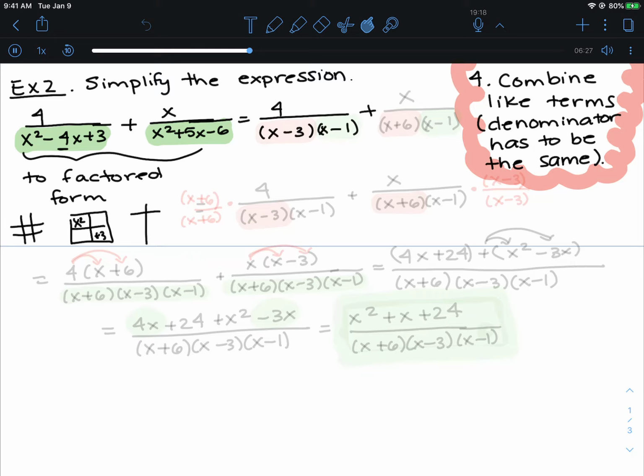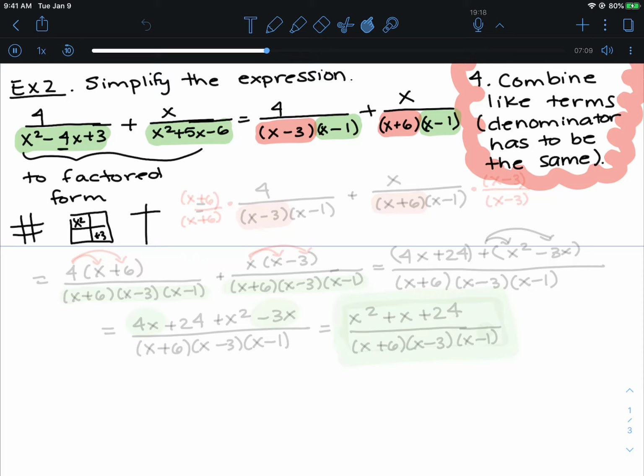Okay, so that's the first fraction, and now the second fraction, I'm going to have x divided by x squared plus 5x minus 6. So we're going to go ahead and use 6 times 1, because 6 times 1 is 6. But I do need it to equal a positive 5, so that means that I am going to make the 6 positive, and the 1 is going to be negative, because 6 minus 1 is going to equal positive 5. So now if we look at this, what do they have in common? The x minus 1 and the x minus 1. So what is different is going to be this x minus 3 and x plus 6.